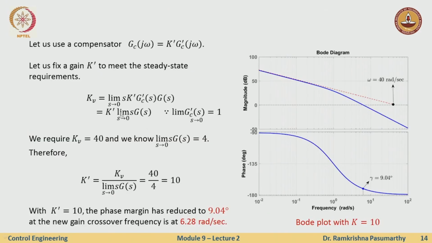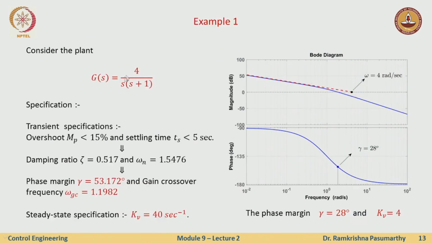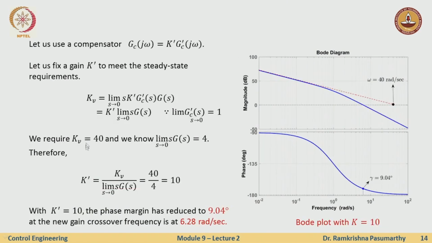Kv is k prime times the limit as s tends to 0 of s times g of s. What is required? Kv is 40, and I know that the limit as s tends to 0 of s times g of s is 4. This is given to me from here. So I can find the new gain k prime is just 40 over 4, which is 10. This is the additional gain that my compensator should provide. With k prime equal to 10, I can get Kv of 40.